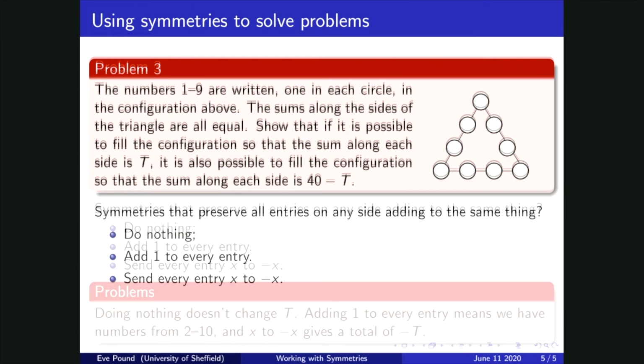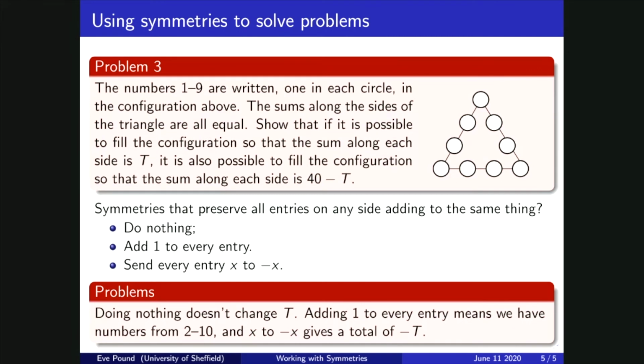So if we add 1 to every entry, instead of the numbers 1 to 9, we're going to have the numbers from 2 to 10. And also, we are going to actually manage to keep the sum along the sides the same, as we said before, because it'll increment it by 4. But we're going to go from t to t plus 4, which probably isn't going to be the same thing as 40 minus t.